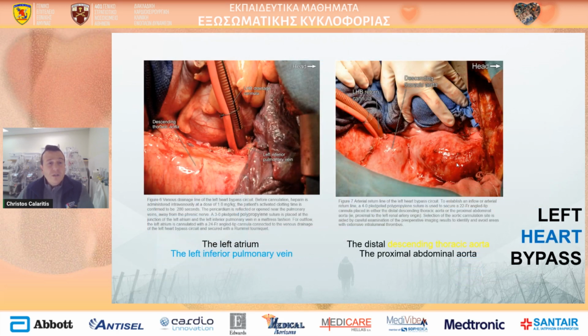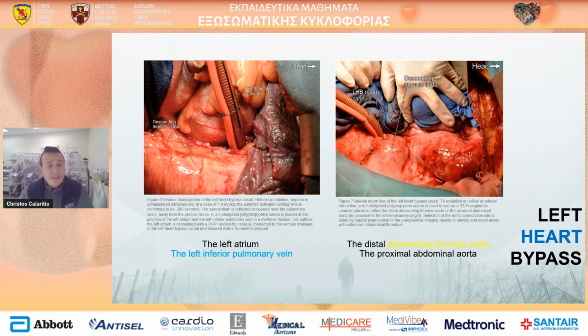Here on the left, you can see the cannulation in the left atrium, the left inferior pulmonary vein. Heparin is administered intravenously at a dose of 1 milligram per kilo. The patient's activated clotting time, ACT, is confirmed to be at least 280 seconds. The pericardium is reflected or opened near the pulmonary veins, away from the phrenic nerve.